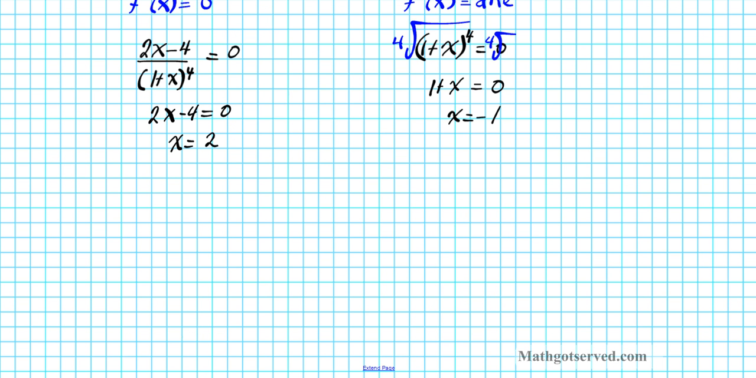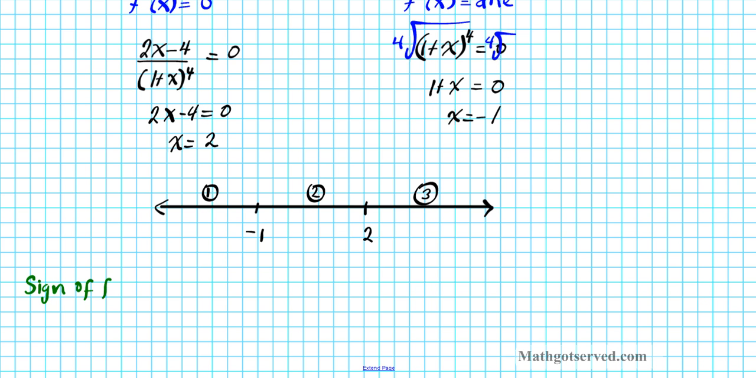We're going to draw a number line and use the sign of f double prime to determine the behavior of f. Okay, so we have negative 1 and 2 as boundary points, and then we have 3 intervals: interval 1, interval 2, interval 3. Now we want to look for the sign of f double prime on these 3 intervals, and that will tell us the behavior of f on those intervals.